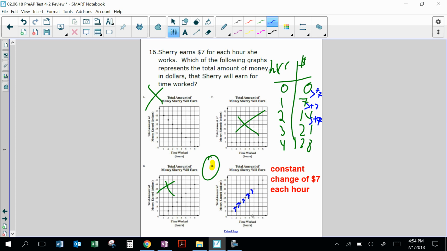It goes up $7 for every hour. So you start at 0 hours, and it goes up $7 each hour.